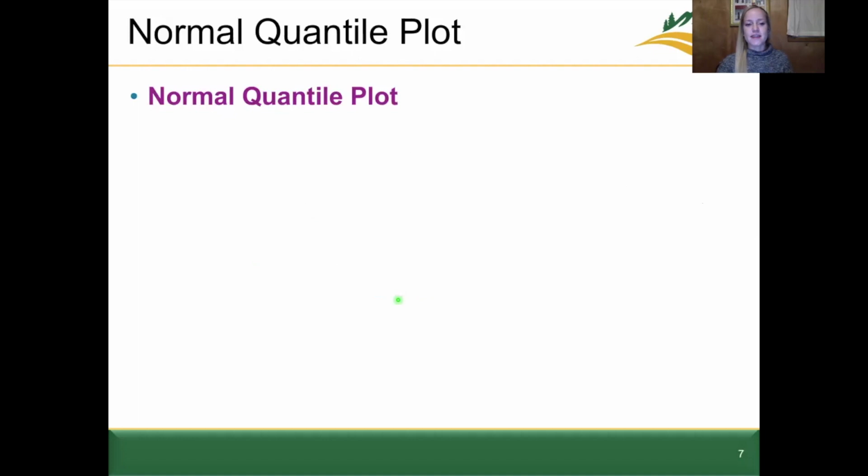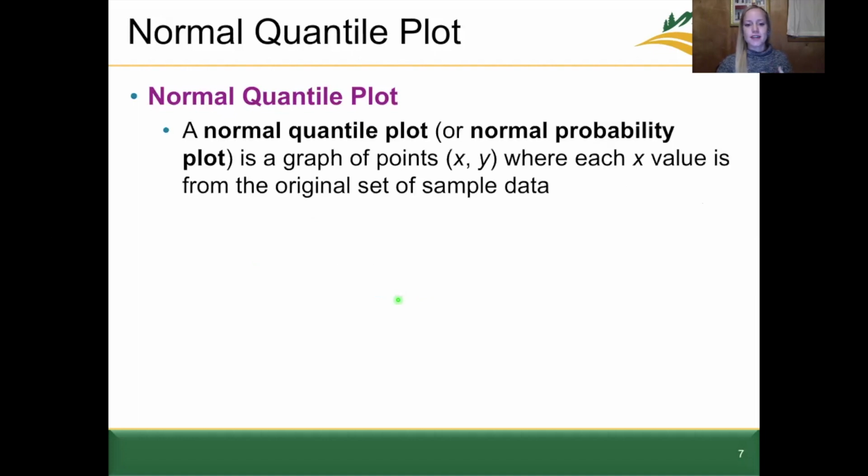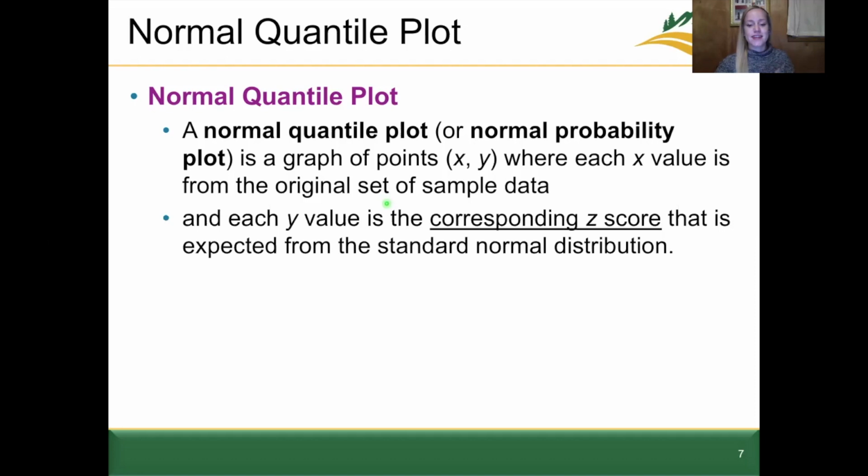Let's define this. So what's a normal quantile plot? It's also known as a normal probability plot. It's a graph of points, so an x-axis and a y-axis, where each x value is from the original set of sample data, and then each y value is the corresponding z-score that's expected from the standard normal distribution. We will practice making these today.